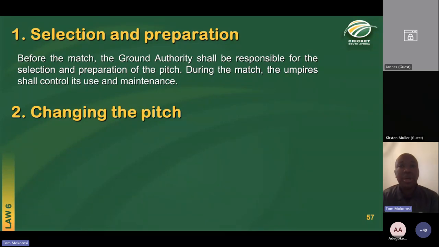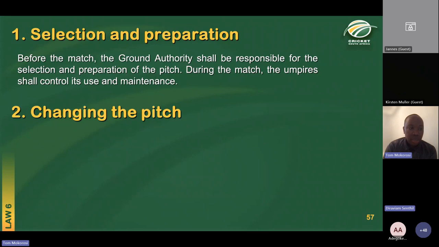Before the match, the ground authority shall be responsible for the selection and preparation of the pitch. During the match, the umpires shall take control of its use and maintenance. And this handover of the field is usually done at the toss. We will learn later in the laws that the field is handed over by the ground staff to the umpires at the toss. And the toss generally takes place between 30 minutes before the scheduled start of play or rescheduled start of play, and latest 15 minutes before the start of play or rescheduled start of play.